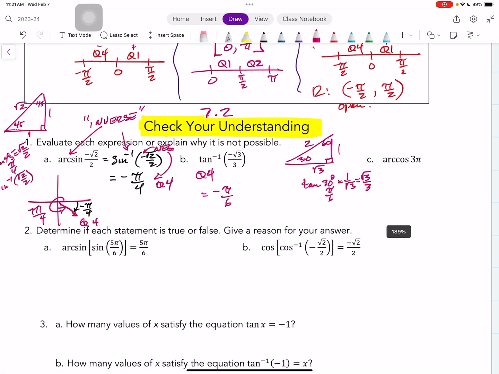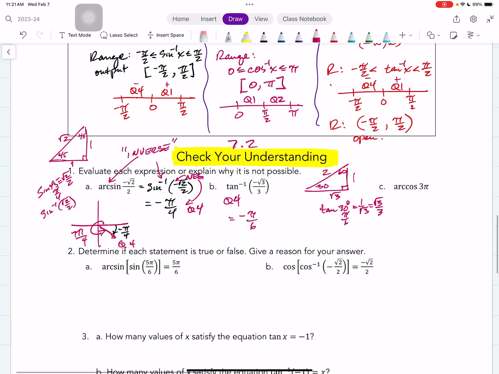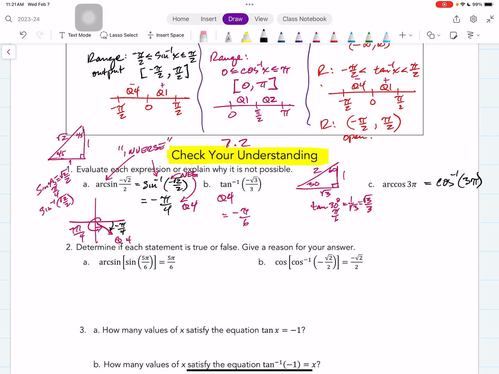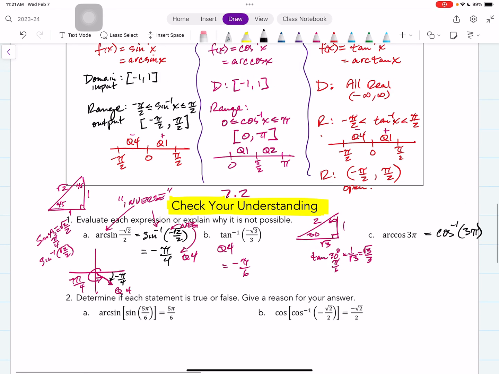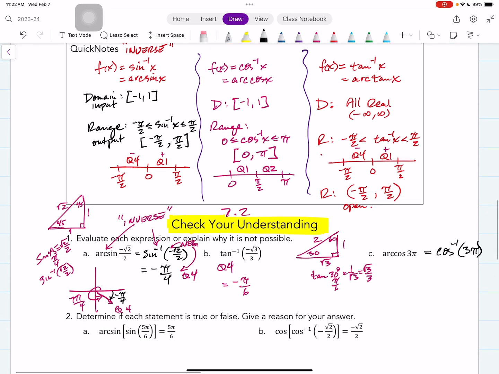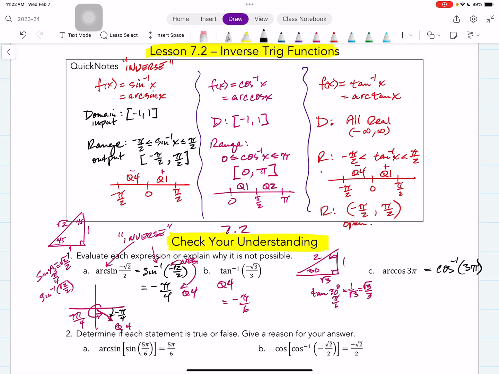All right, next one here in our check for understanding is arc cosine of 3 pi. So this is the same thing as cosine inverse of 3 pi. And we've got to answer, what is that? So what is the restriction here? On this one, the domain of the inverse function, if you look at the top of the screen, is -1 to 1. You can only take the inverse cosine of something between -1 and 1. So the question is this: is it in the domain of the inverse function?